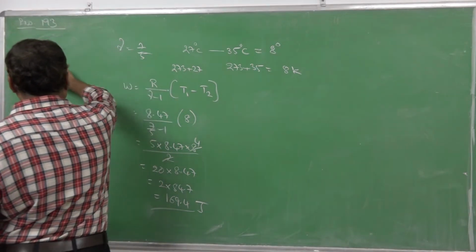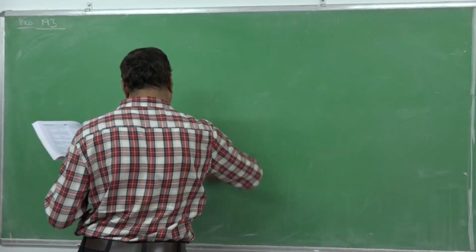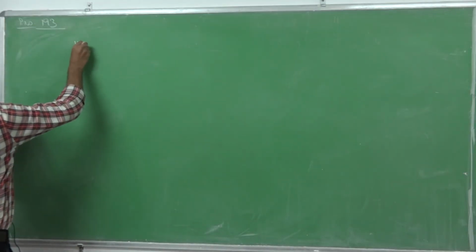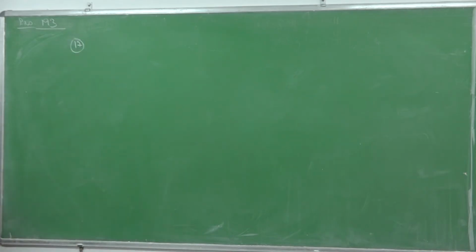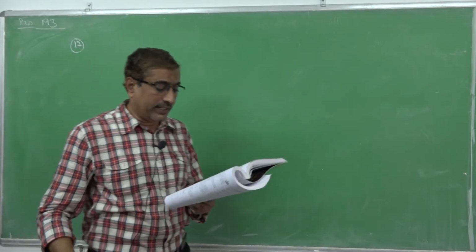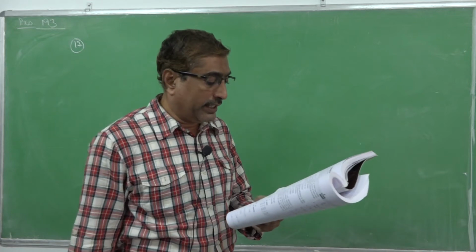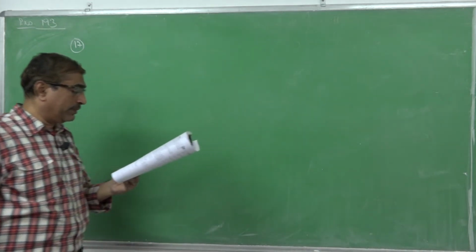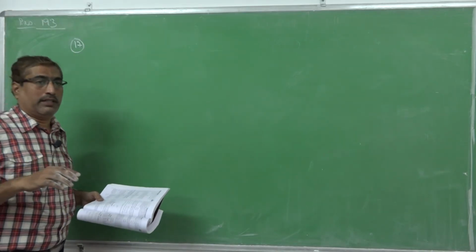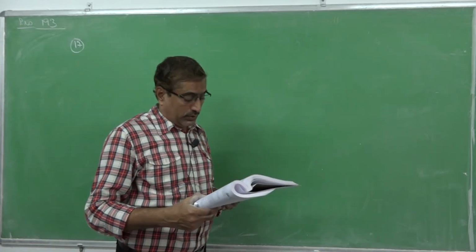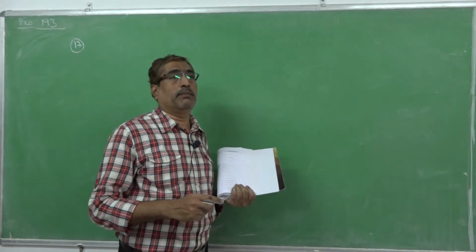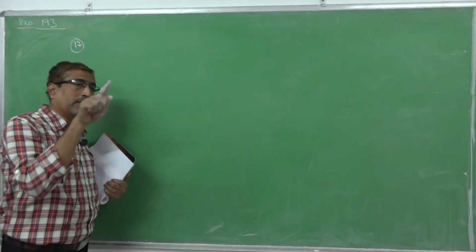Okay, now 17th one. A tire of a motor car contains air at 15 degrees centigrade. If the temperature increases to 35 degrees centigrade, the approximate percentage increase in pressure is. Here the tire of the motor car contains air at 15 degrees centigrade. The temperature is increased to 35 degrees centigrade. So they are asking the percentage change in pressure, because the volume of that particular tire is constant.